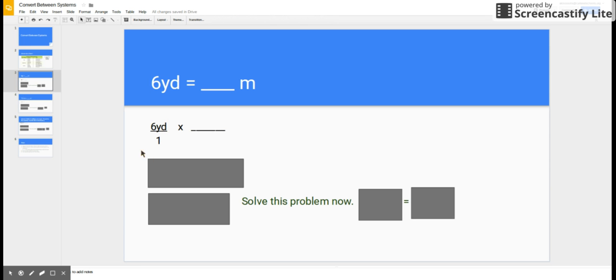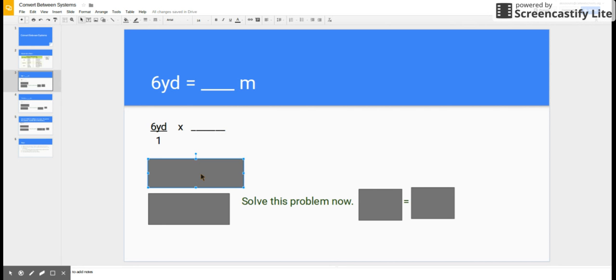The next thing I'm going to want you to do is to set up your multiplication problem. So 6 yards over 1 times, just draw a line out for your ratio here. We didn't fill in the blank yet, but we will. Okay, so you have 6 yards over 1 times some other fraction.